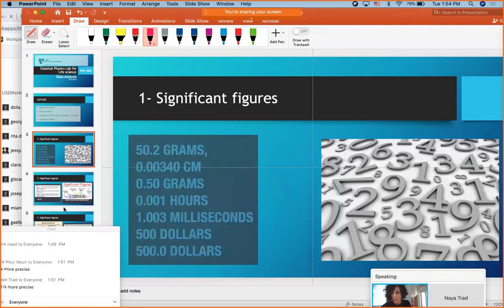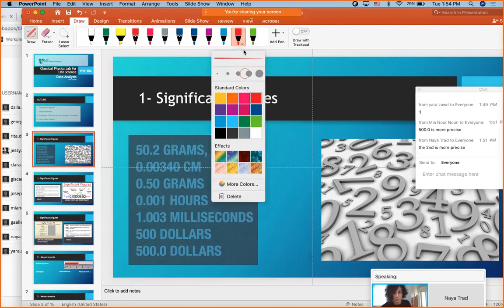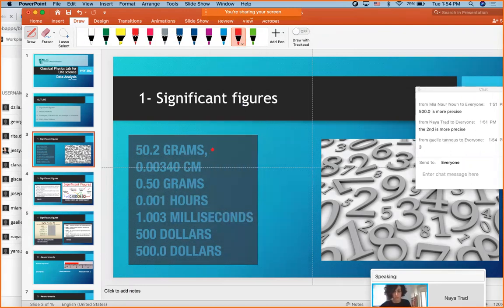Back to this one, Rita, I need your help. How many significant figures do I have for the first one? This one. How many sig figs? 3. All right. Yes, 3. Ariel, you're right. The next one, can you help me with it?